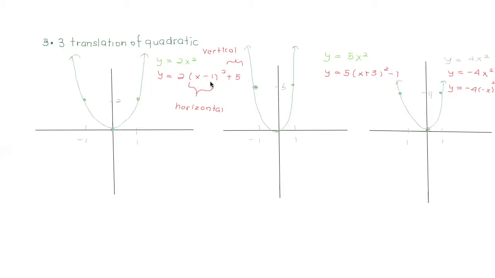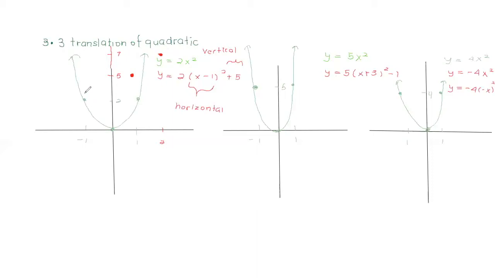The parent function is being shifted 1 unit to the right, and it is also being shifted 5 units up. So if we were to shift our point 0, 0, 1 unit to the right, we would land at 1. And if we were to shift our y value of 0, 5 units up, we would get 5. So our new point for 0, 0 would be 1, 5. Now, our point 1, 1 would shift 1 unit to the right, which would be 2. And then we would shift our point 5 units up, and so shifting 1 up 5 units would be 6. So our new point is 2, 6.